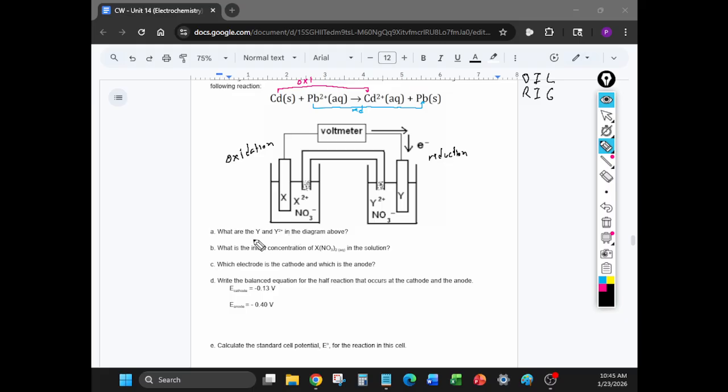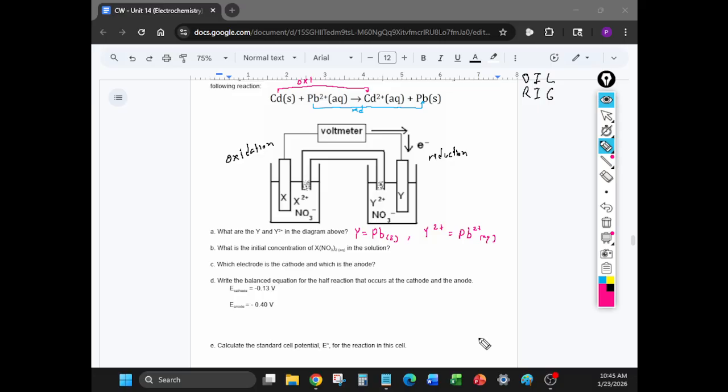So if you take a look at Y is being reduced, let's look at what's happening here. Pb2+ is reducing to Pb solid. So that gives us our answer. Our answer for part A is Y is Pb solid, and Y2+ is Pb2+ aqueous. And we can see that because electrons leave X to go to Y. That means Y is gaining electrons. Reduction is gain. Pb is being reduced, so that's how we got this information right here.